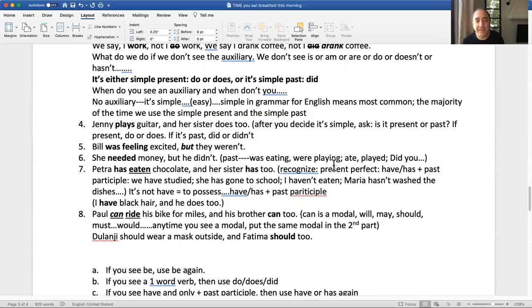Okay, you really have to pay attention. Is this the present perfect? Okay, is this have or has plus a past participle? Then you can repeat the verb have.